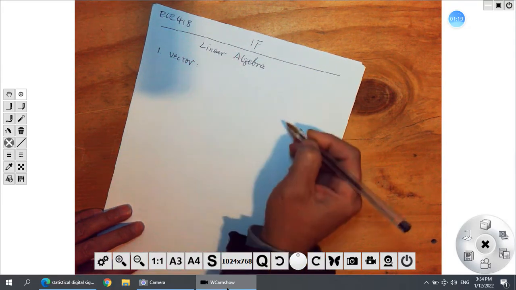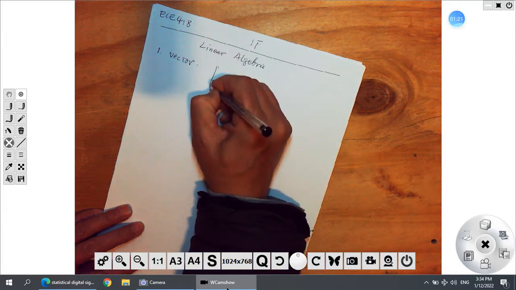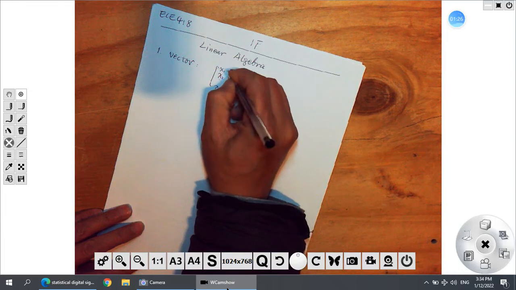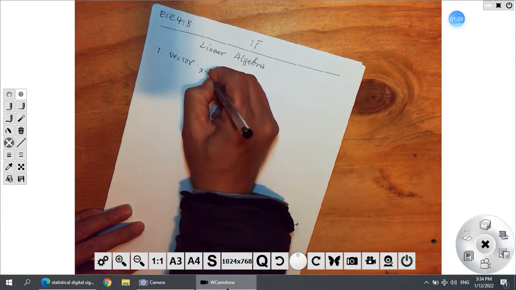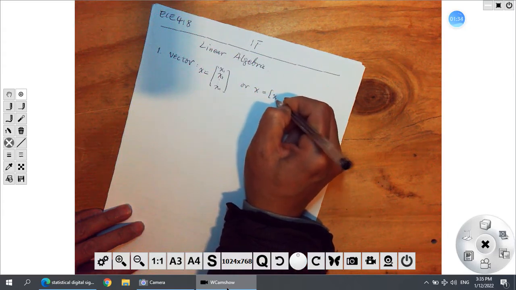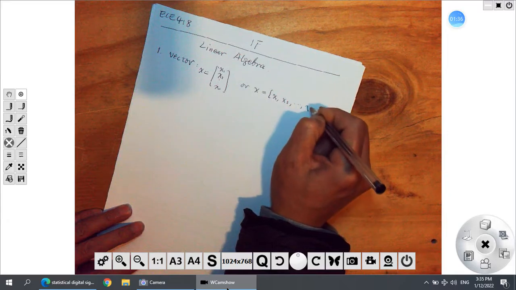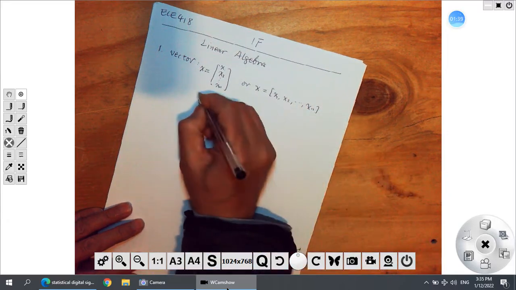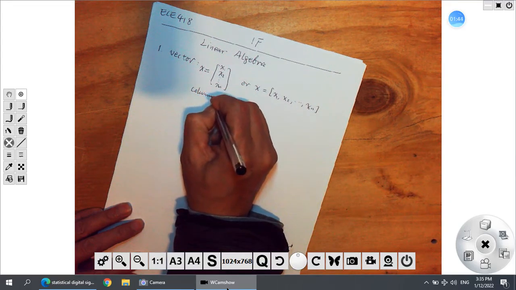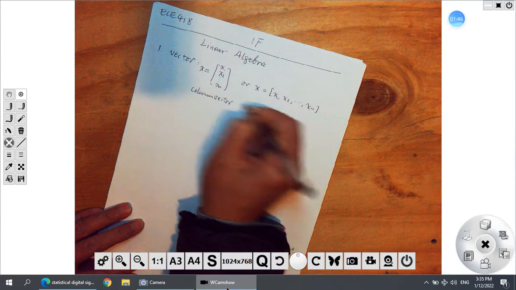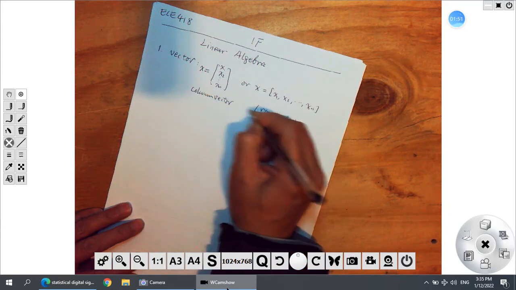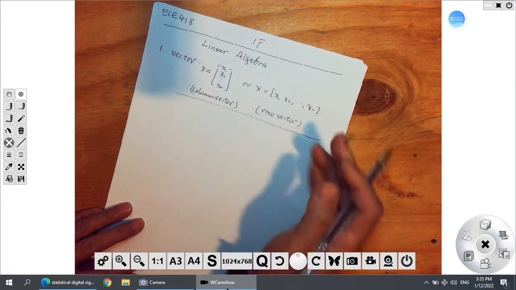Vector. Now we have two kinds of vectors: x1, x2, until some xn. I say x equals this, or x equals x1, x2, xn. So this is a column vector, and this is a row vector, right? Column vector, and the row vector. So we have two kinds of vectors.